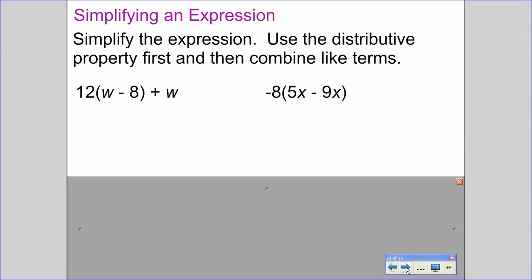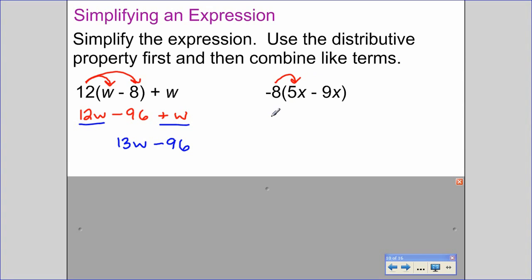Okay, this is going to kind of put everything together. So think about what we've done in the past with the distributive property. So we're going to use the distributive property and then combine like terms. Let's work through the first one. 12w minus 96, and then I still have the plus w from the end. So that gives me 13w minus 96.